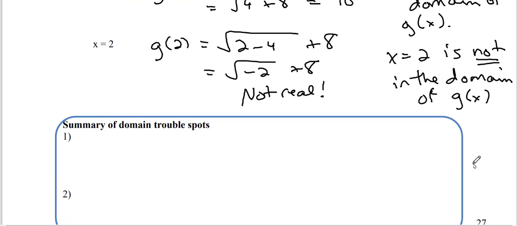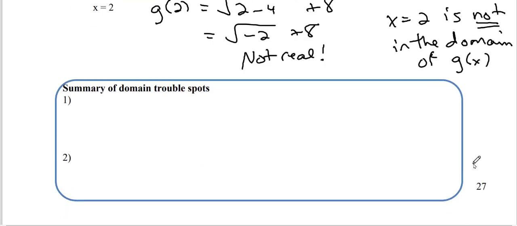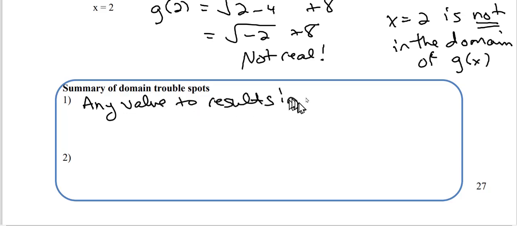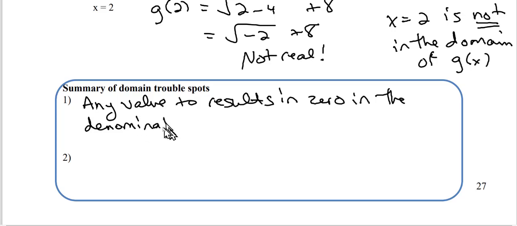What were our trouble spots that we saw in these two examples? First, 0 in the denominator. Any value that results in 0 in the denominator must be excluded from the domain.